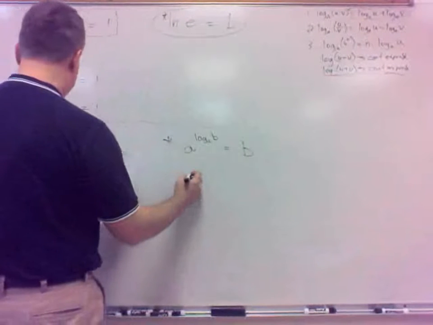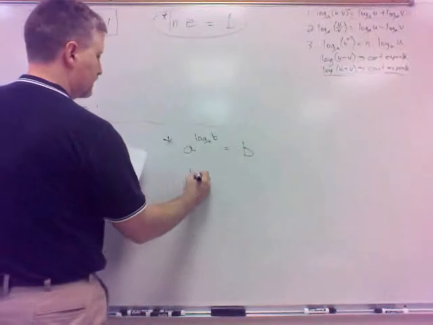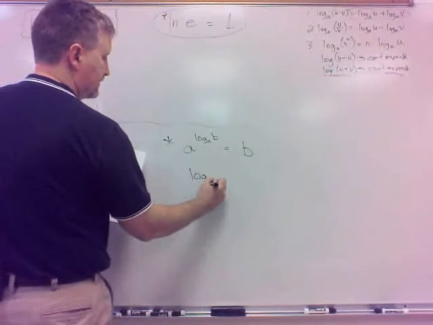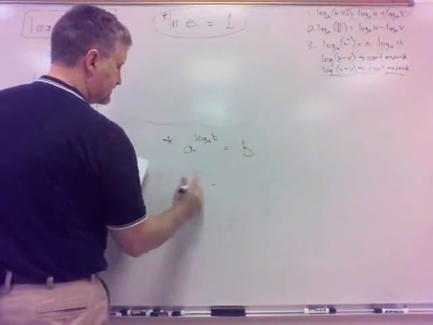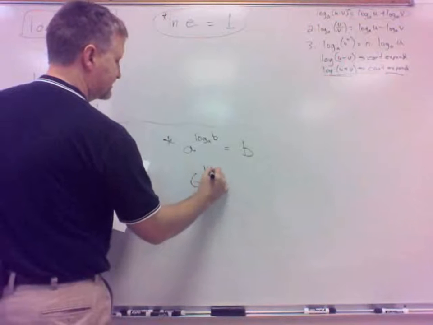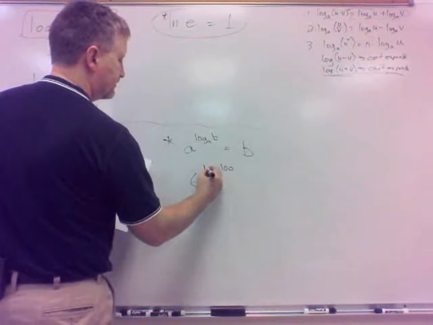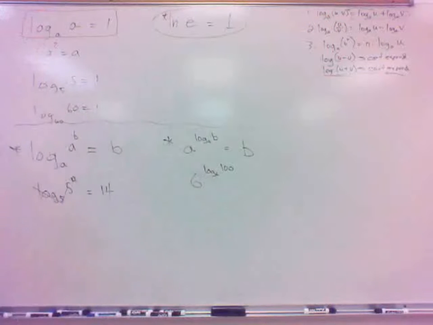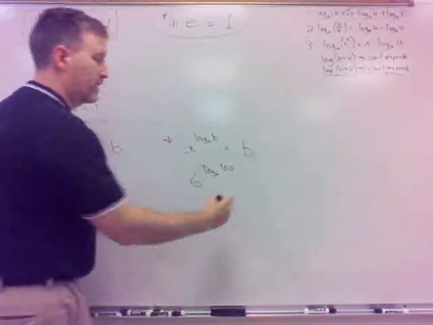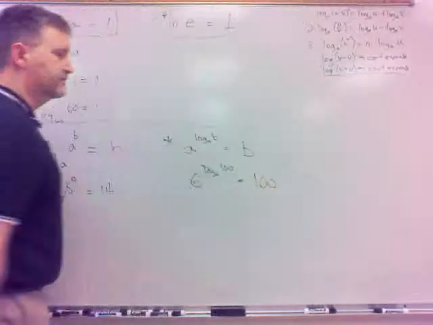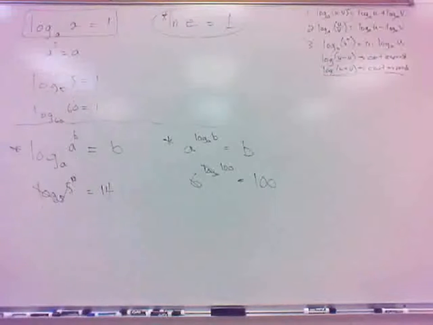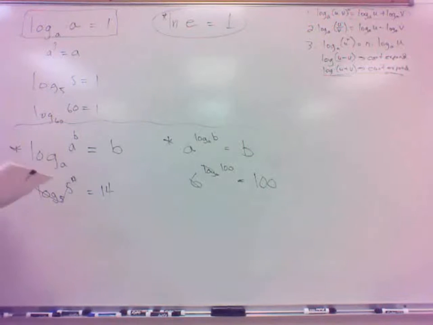So yeah, if I have 6 to the log base 6 of 100, what that's saying is the 6 to the log base 6 cancels out, and you just wind up with 100. The answer is 100. And again, that comes out of basically properties of logarithms. All right, so here's a couple more.